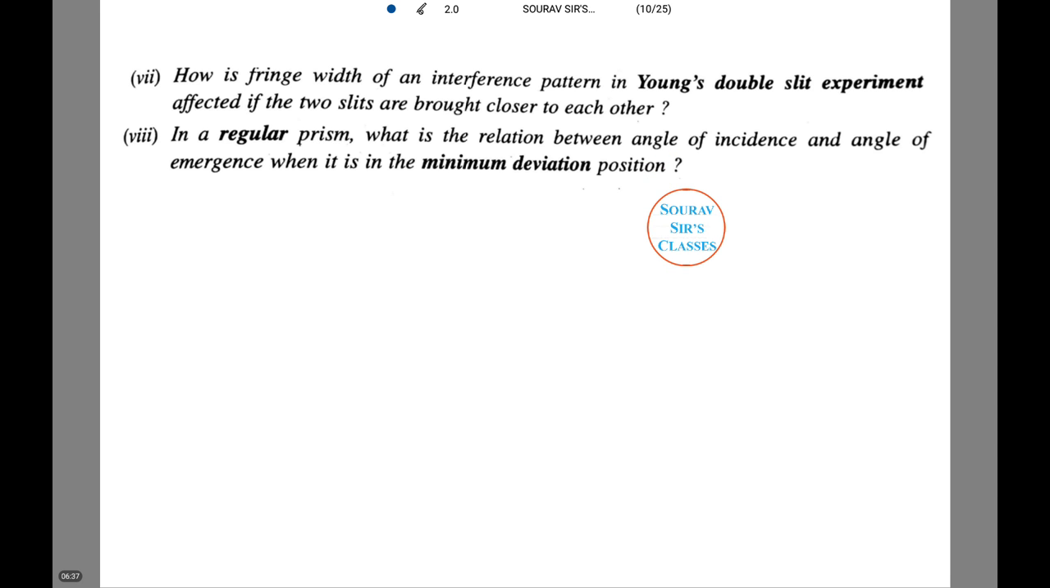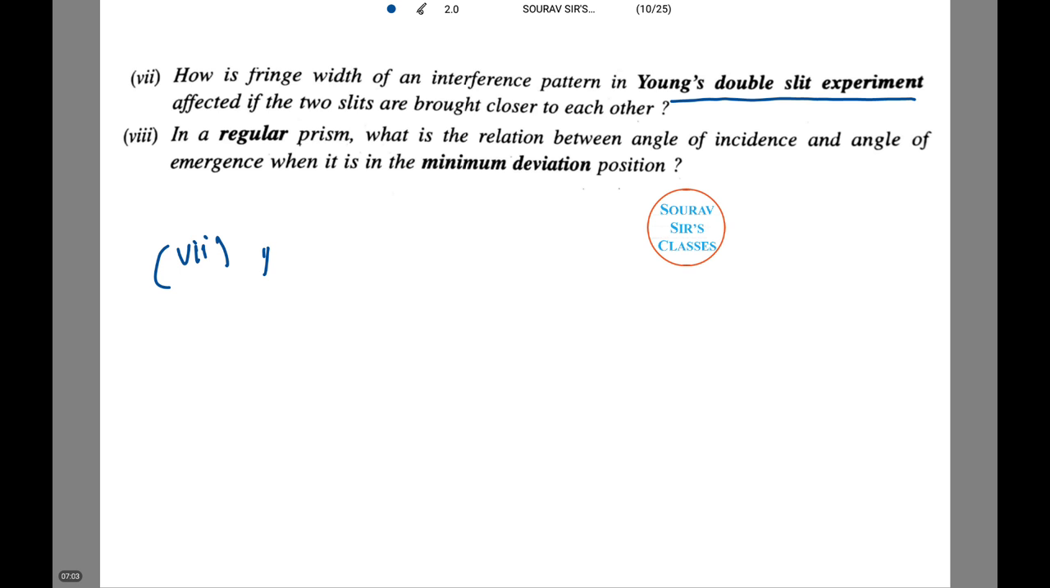Now we are given two very important questions. The first question is based on Young's double slit experiment. How is the fringe width of an interference pattern in Young's double slit experiment affected if the two slits are brought close to each other? Let's see what the answer will be.